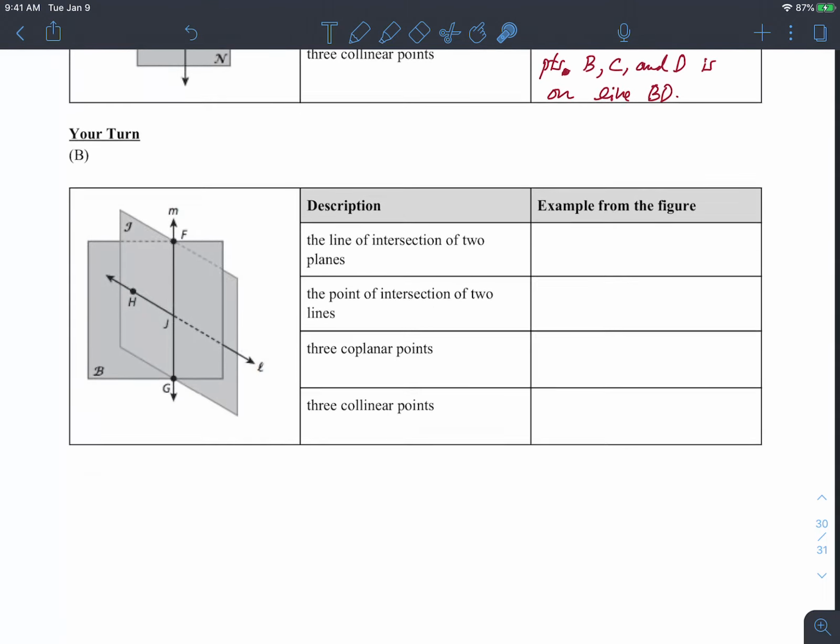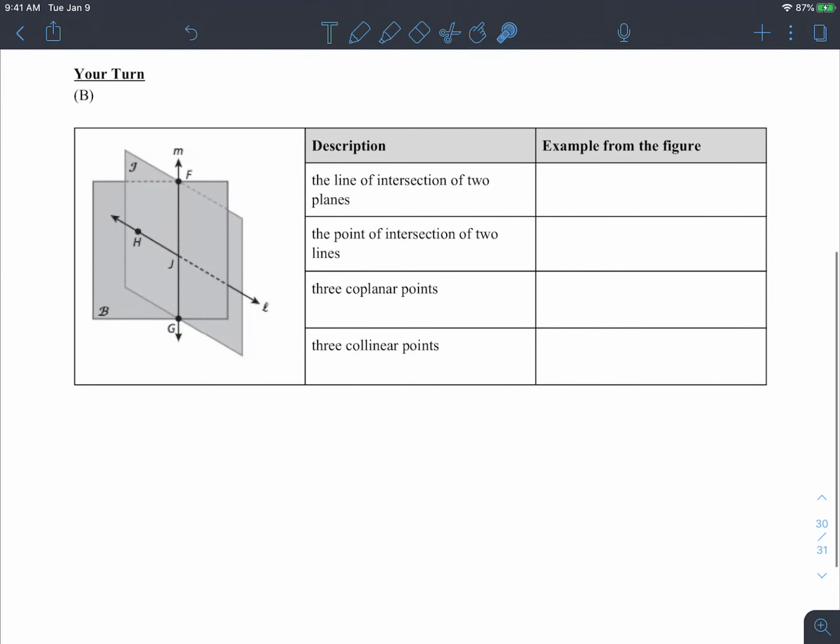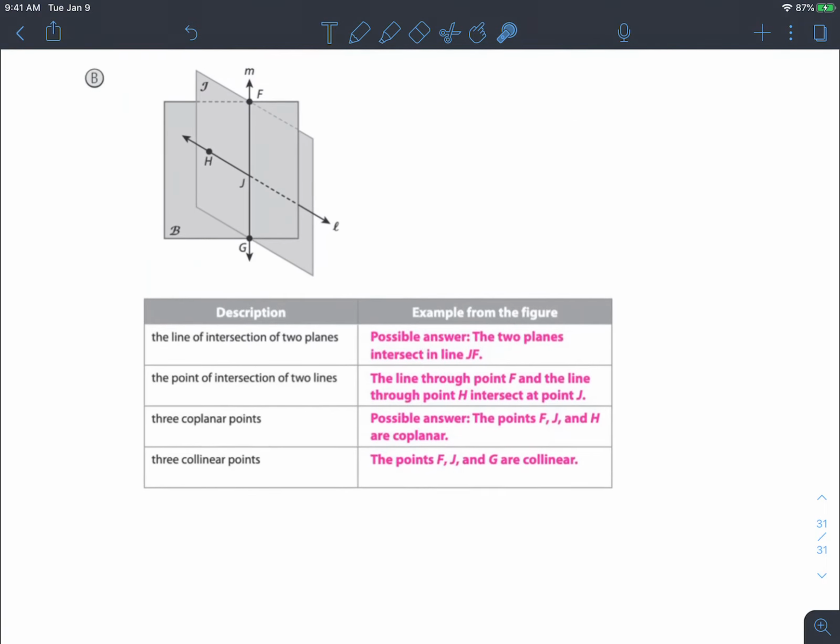All right, guys. This is the last your turn of the lesson. Here's a figure. Pause the video and do your best. All right, guys. Here's the answer.